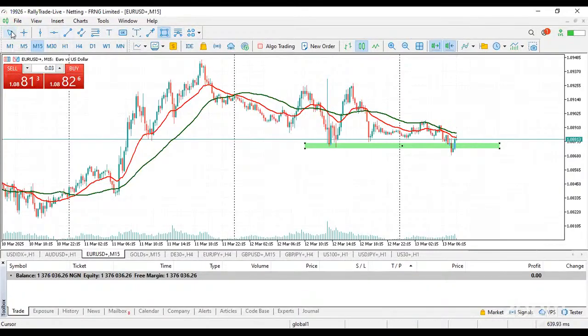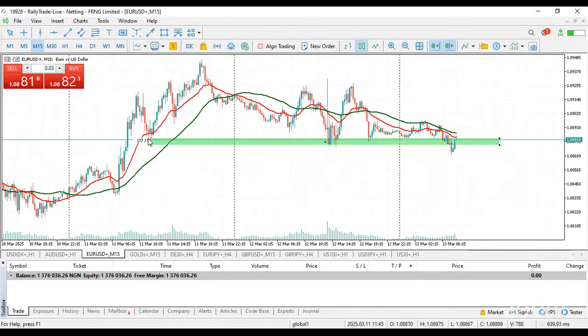So if we extend this backward, you will see that this level has also been tested before, right? So the market tests this level, tests this level, tests this level, and now it has done the spring. A spring is simply when it has traded below all of the areas where it has tested before. Then this area is a good area for us to take our buy trade, right?